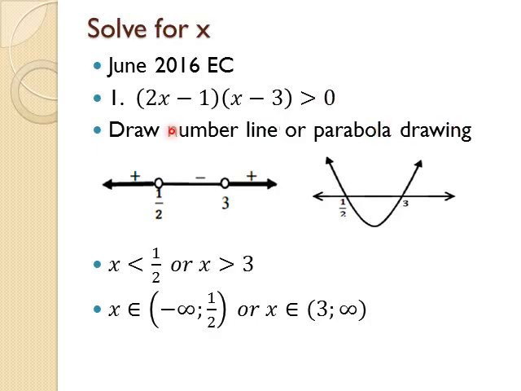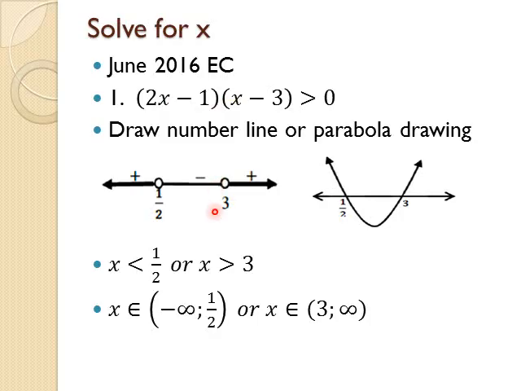Draw a number line using our critical values. What I mean by critical values is: what value can I put in each bracket to ensure that the bracket is 0? So here if I put in 3, 3 minus 3 would give me 0. There if I put half, 2 times half would give me 1, 1 minus 1 would give me 0. So at half and 3 it's 0. If I multiply 2x times x gives me 2x squared. So therefore my equation goes positive, negative, positive, because x squared is positive.